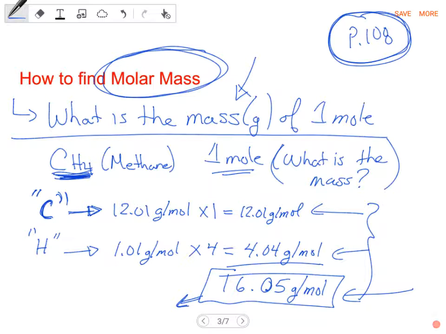The atomic molar mass of carbon is 12.01 grams per mole. I go times 1. Why is that? Well, because I only have one of them in the formula. So that's 12.01 grams per mole.